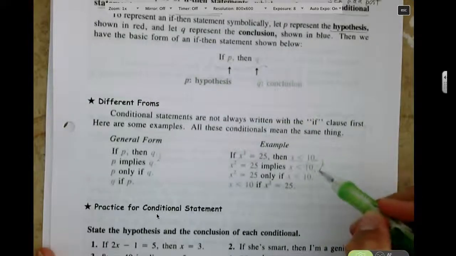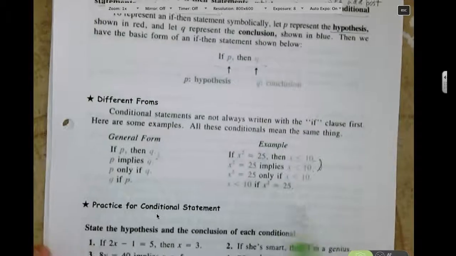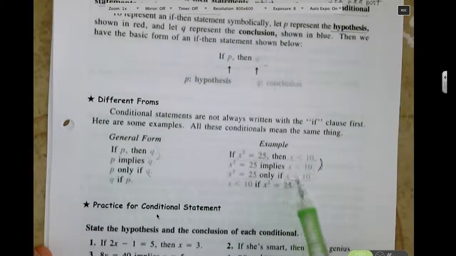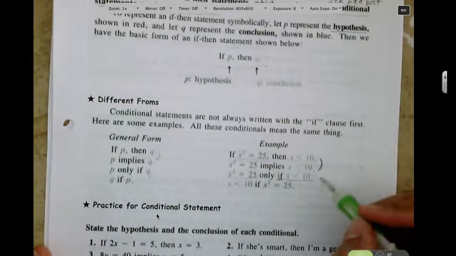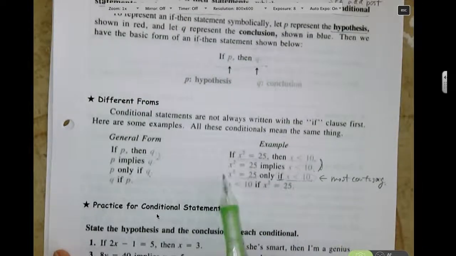I think these two are okay. These two are pretty intuitive to me. The problem is these two. It's not very intuitive English-wise. P only if Q. This is the same. The hypothesis is this, and the conclusion is this. This is still if x squared is 25, then x is smaller than 10, even though this follows the word if. And this, the hypothesis is following if. This one, the conclusion is following if. So to me, this is the most confusing. But you have to remember these three: always hypothesis first, conclusion second.